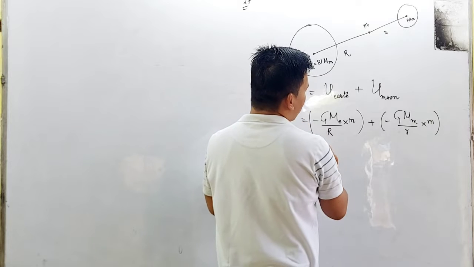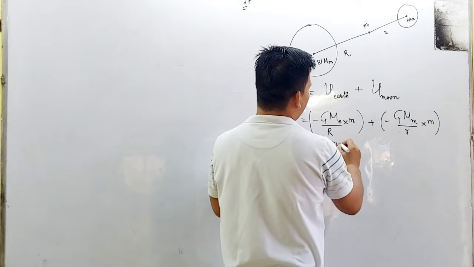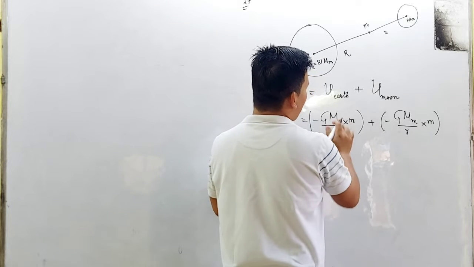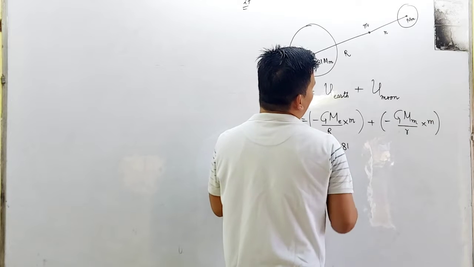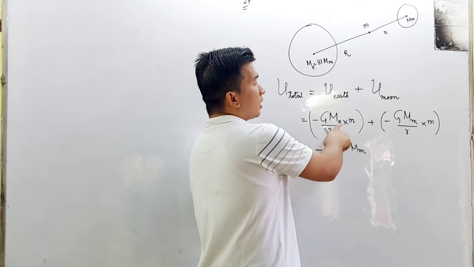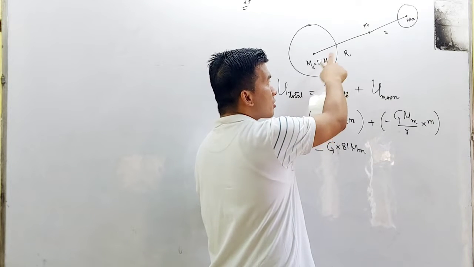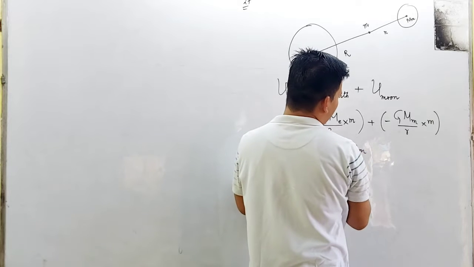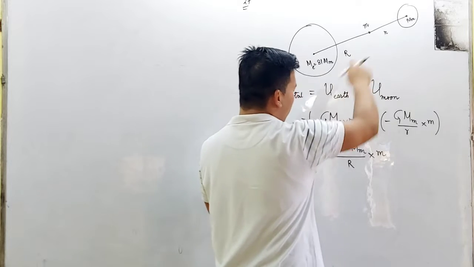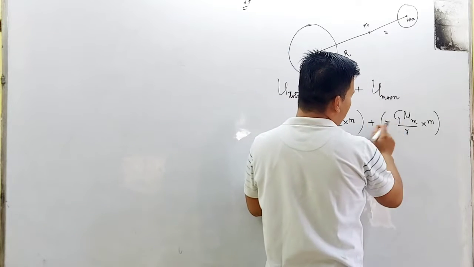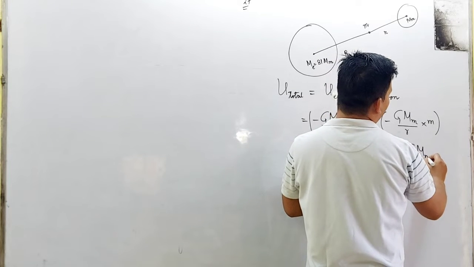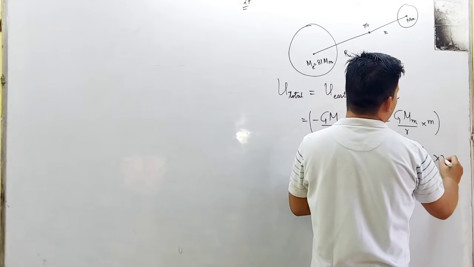This is equal to minus capital G capital M. Let us put it like this. See, the mass of the Earth is equal to 81 times the mass of the moon. So we put it like this, and this is capital R into m, the mass of the object in between the Earth and the moon. Plus, minus minus like this, will be capital G capital M divided by small r into small m.